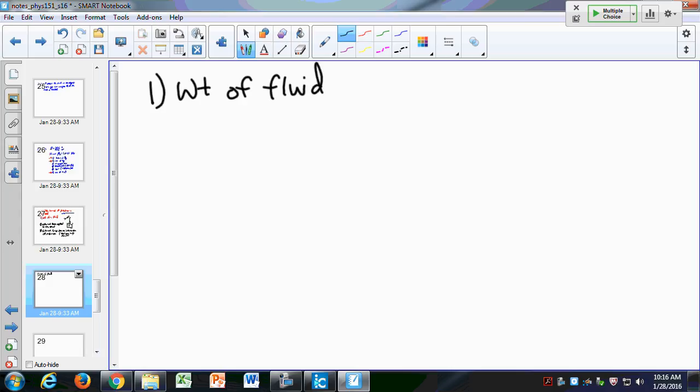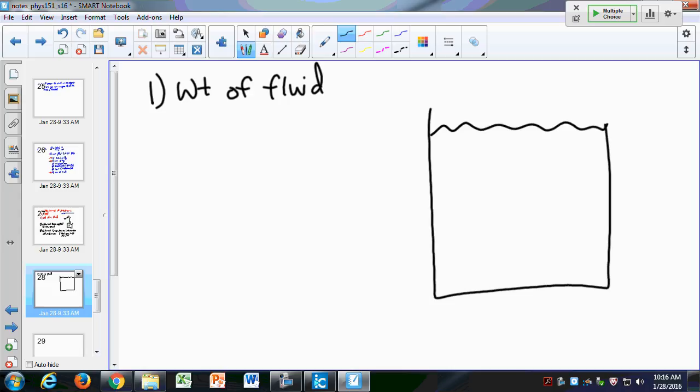The weight of the fluid. Imagine that I have a container full of some liquid. And then I have some point down here that's underneath that liquid. Let's imagine that I build a little box down there. Okay, so I have this box. On top of this box, you can imagine that there's this column of water. Right? There's water all around it, but particularly right above the box, there is this column of water.